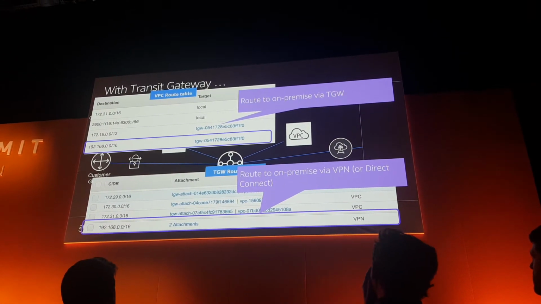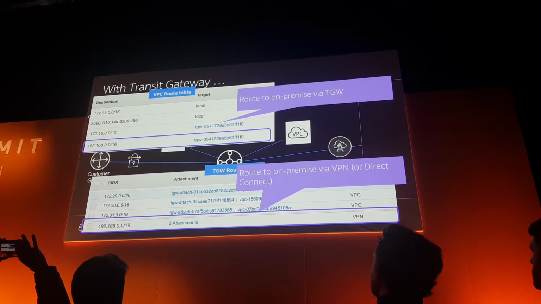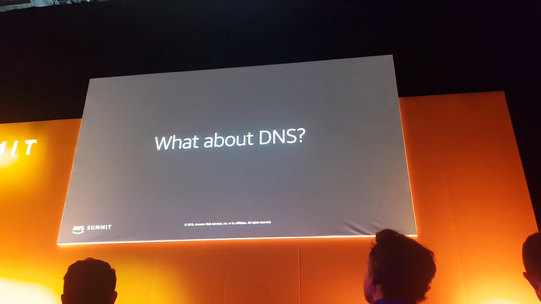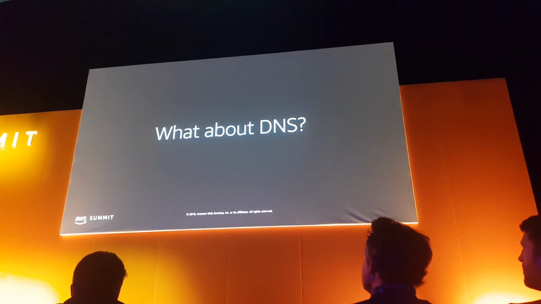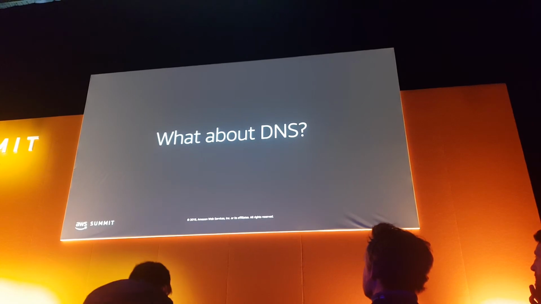So we've created a hybrid environment. We now have on-premise environment connected to AWS. But what about DNS? So typically, customers would have private domains, private zones deployed on-premise as well as on AWS, and they want to be able to resolve them no matter where they are.